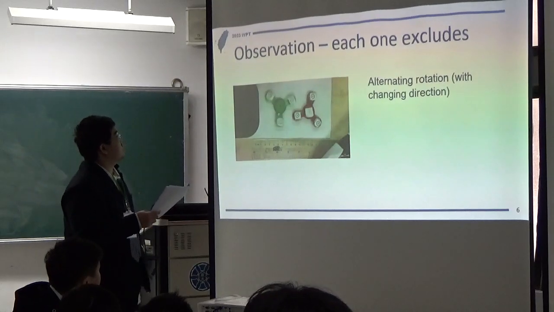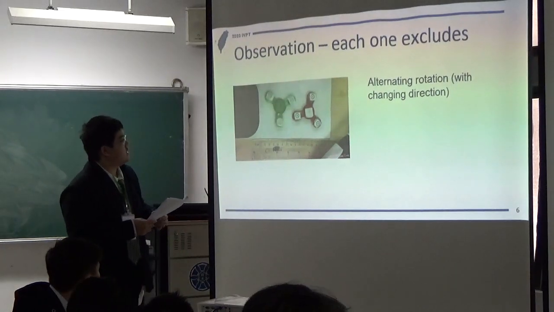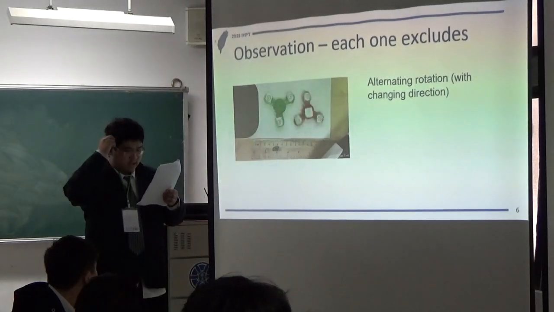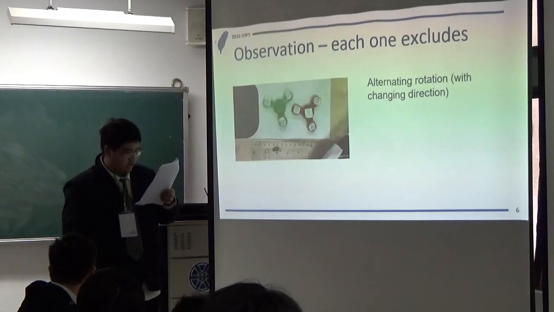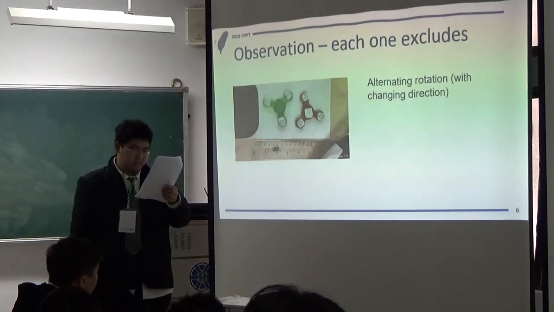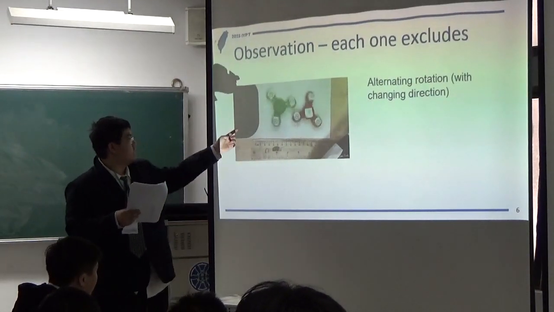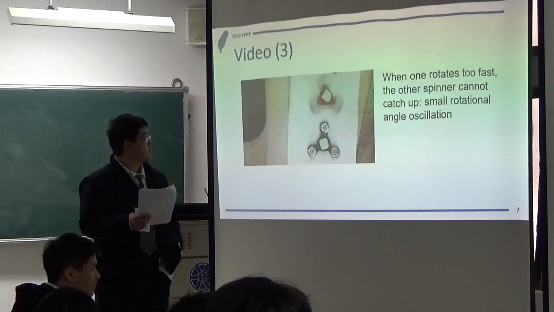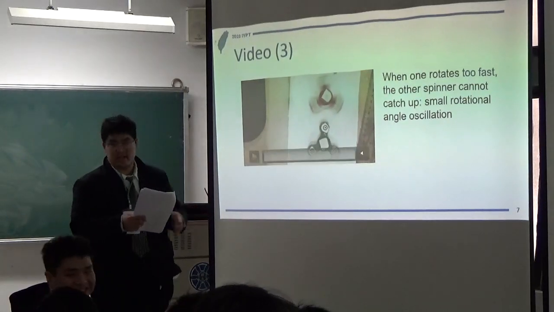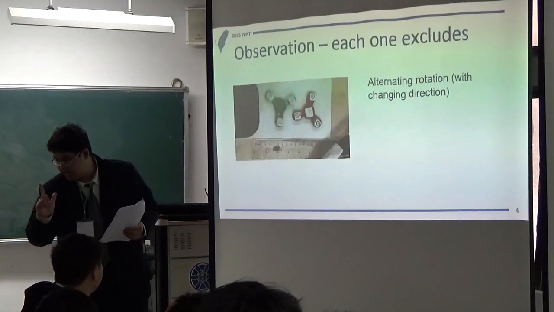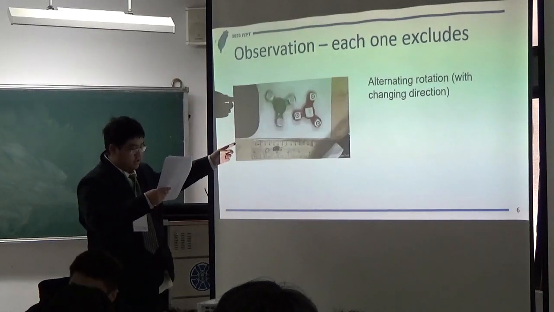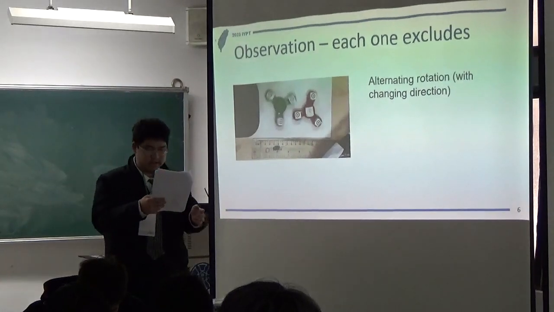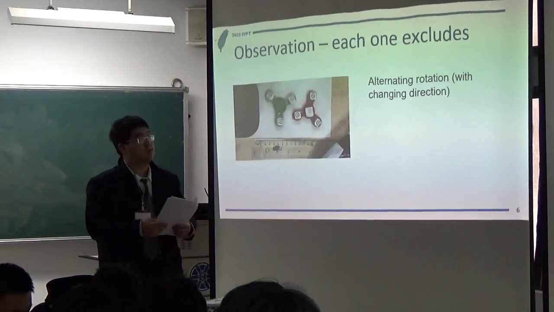Observation: each one includes alternating rotation. In the video, the velocity of the two spinners also changes alternately and individually. But look, the direction changed. Here, the left three magnets and the right ones have the same magnetic moment direction.